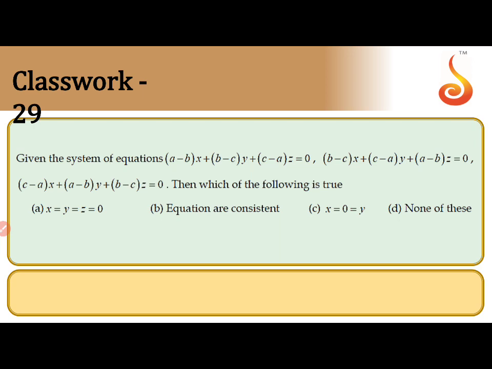Next question, 29. The given system of equations, they are given here, the RHS for each one is 0. And the sum of the coefficients in each equation, a minus b, b minus c, c minus a, equals 0. B minus c, c minus a, minus b is also 0. C minus a, minus b, b minus c is 0. That means the sum of the coefficients being 0 leaves only one choice, x equal to y equal to z equal to 0. That's the only solution for this one.